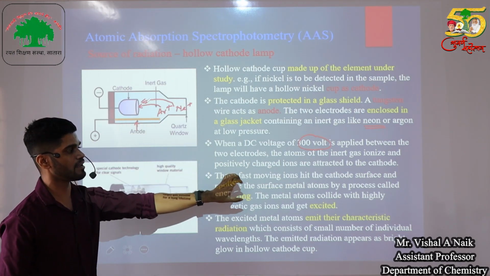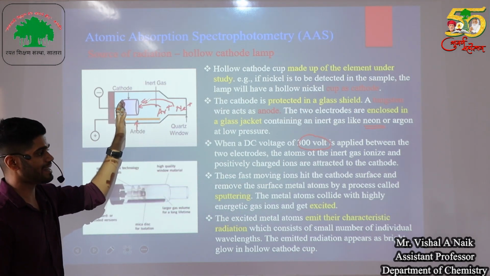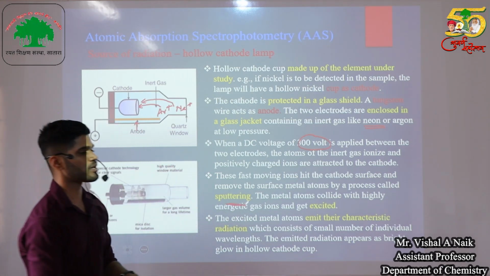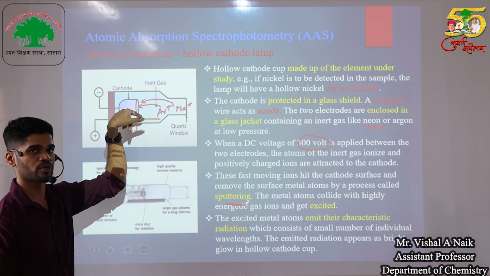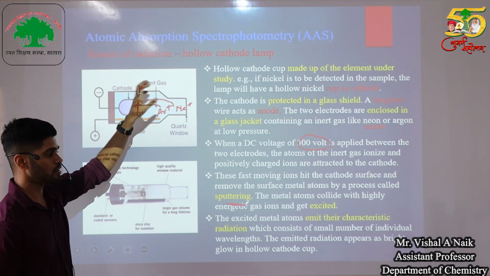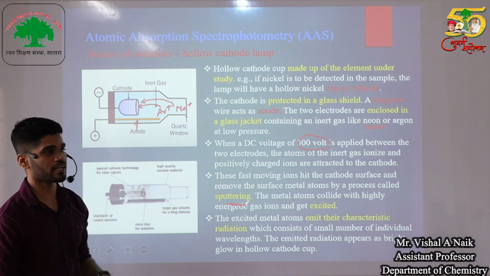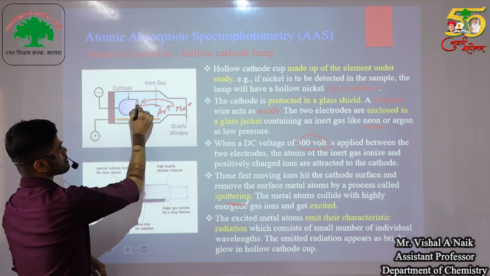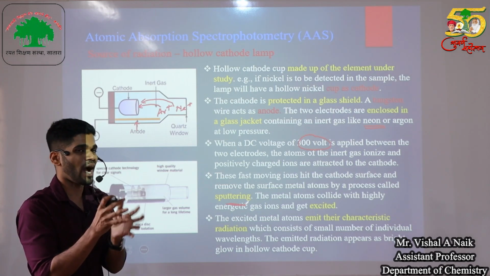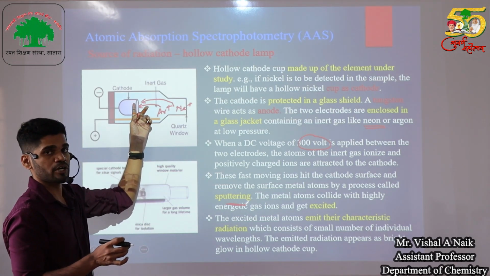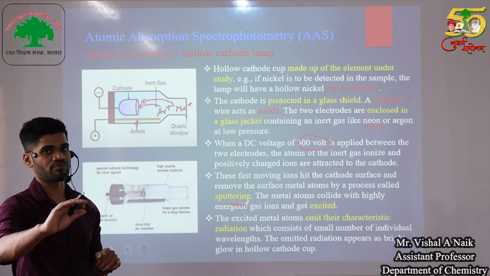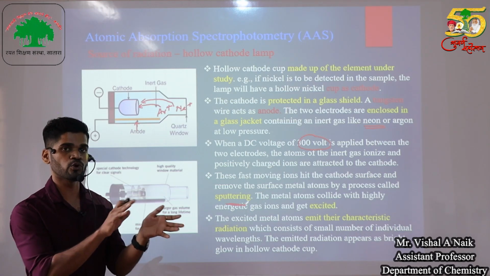So these fast moving ions hit that cathode, and that particular hitting is called sputtering. Due to that sputtering, the metal cup collides with high energy, and electronic excitation takes place. A smaller amount of metal atoms gets detached from the cup due to high energy, and the electrons present in that atom get excited, and that excited atom emits radiation. That emitted radiation is the same as the absorbed radiation, as we already know from the principle.